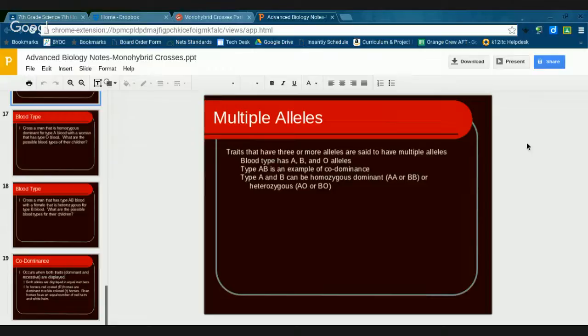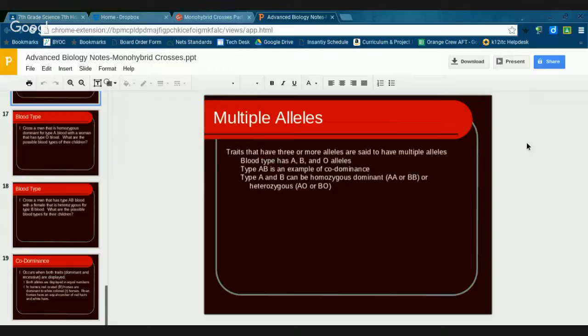Here's where the second version of alleles is. It's codominance. So we're going to jump around a little bit, but keep that in the back of your brain, because we'll talk about what codominance is after we go over blood typing. But type AB is not incomplete dominance, it's called codominance, meaning both alleles are dominant. With incomplete dominance, neither one is dominant.